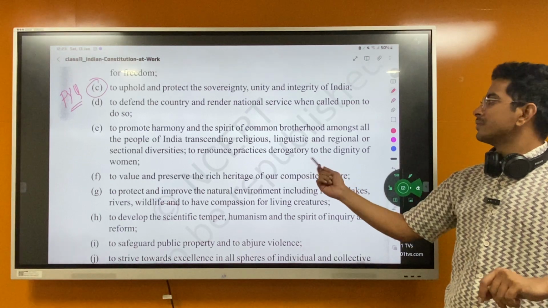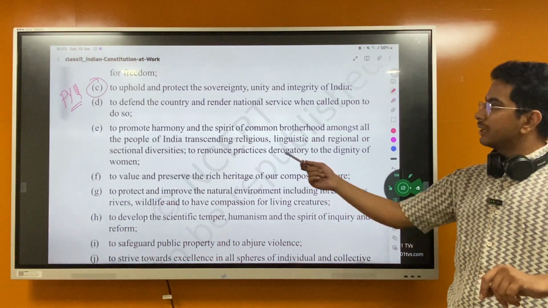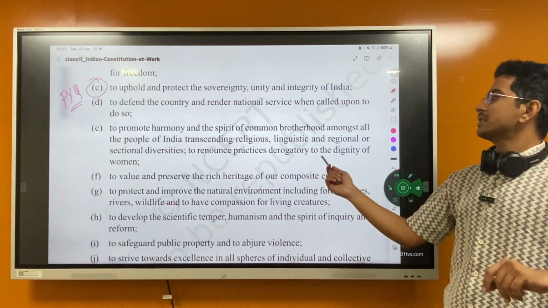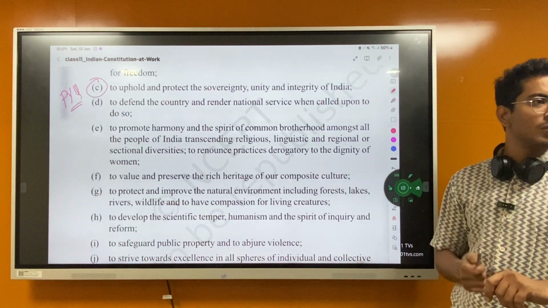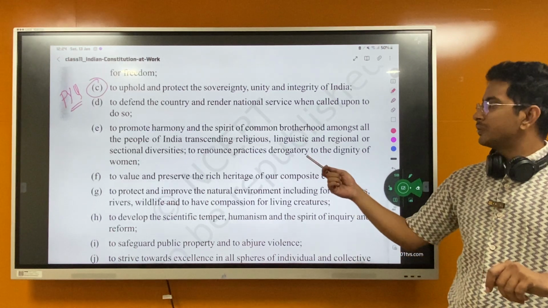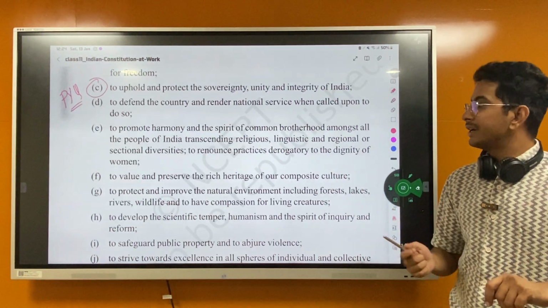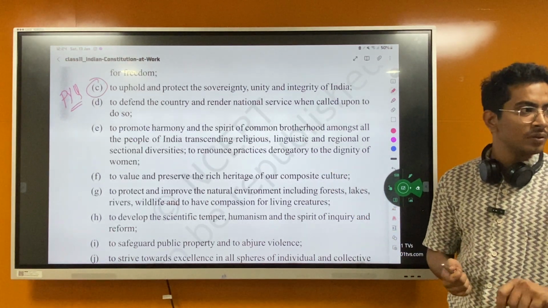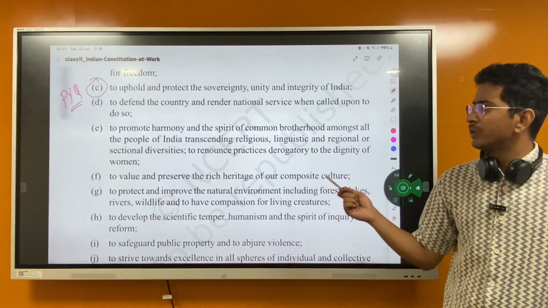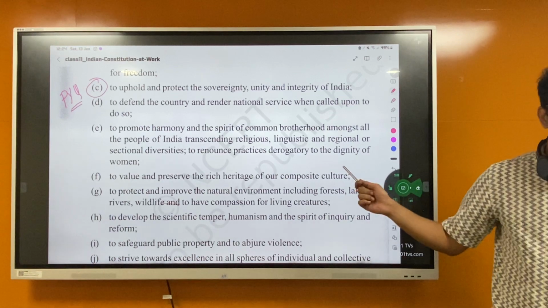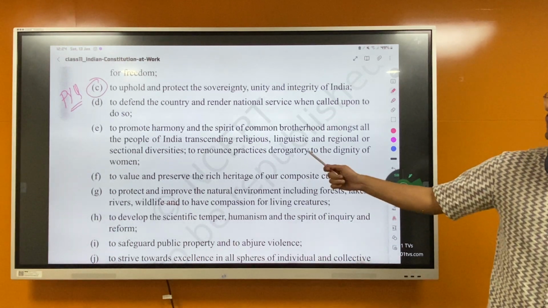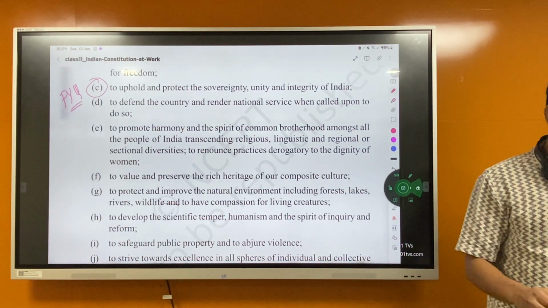So this is important. The whole thing is important, but the last line you can mention when you are writing about women empowerment. Like, it's our fundamental duty to renounce practices derogatory to the dignity of women. Okay? You can write it if you want to, only the keywords. You can go back home and read about it, but only the keywords. You don't have to write everything.